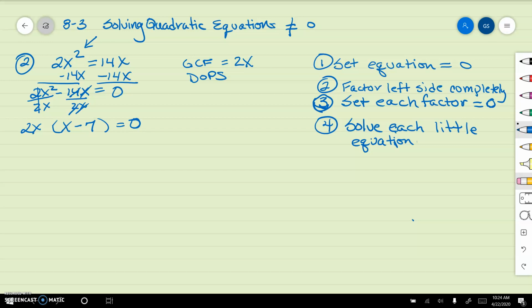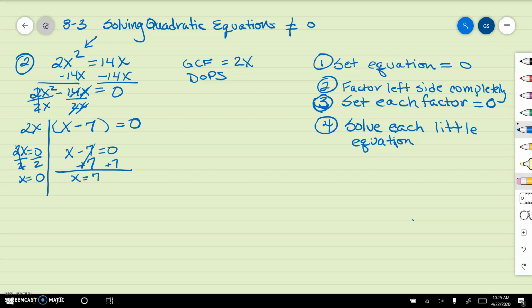Now, next step, set each factor equal to 0. Make a line. 2x is a factor and x minus 7 is a factor. Set 2x equal to 0 and set x minus 7 equal to 0. Next step, solve each little equation. When we divide by 2 on both sides for the little tiny equation here, we get x equals 0, since 0 divided by 2 is 0. And on the right side, we add 7 to both sides and get x equals 7.